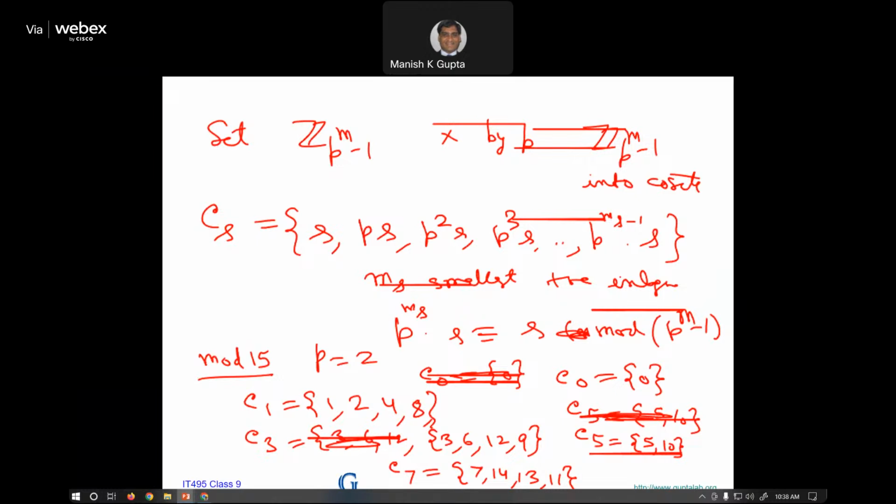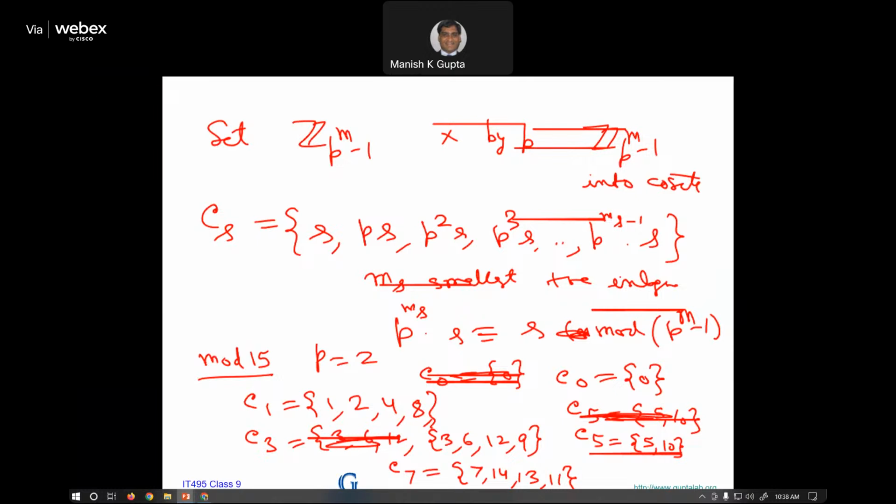So if you take integers modulo p raised to the power m minus 1, it is a ring, obviously, right? Having how many elements? p raised to the power m minus 1, where p is a prime number and m is a positive integer, right? So now, basically, we form what is known as a cyclotomic coset. Cyclotomic is a word which means circle cutting. Okay, it's a beautiful thing. Circle cutting.